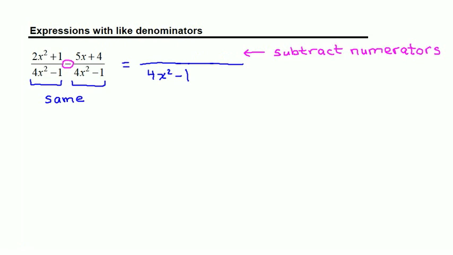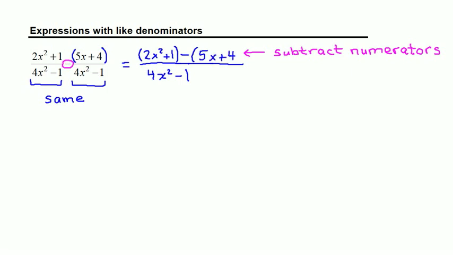One thing that we need to be cautious of when subtracting numerators is that this minus sign actually applies to the whole expression in this second numerator. So it's helpful to put parentheses around the two expressions as we rewrite them. This is 2x squared plus 1 minus, in parentheses, 5x plus 4.